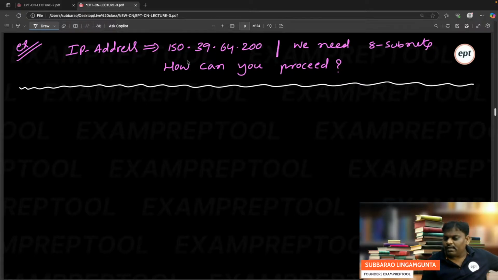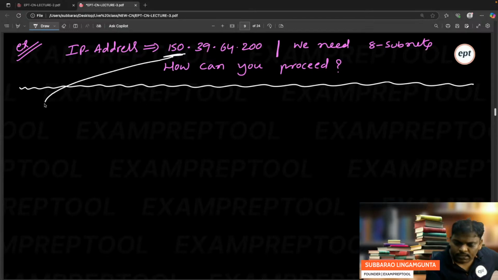Right? One IP address is given and we need 8 subnets, he is saying. So how can you proceed? Now see this one. By seeing this IP address, I can say that it is a class B.